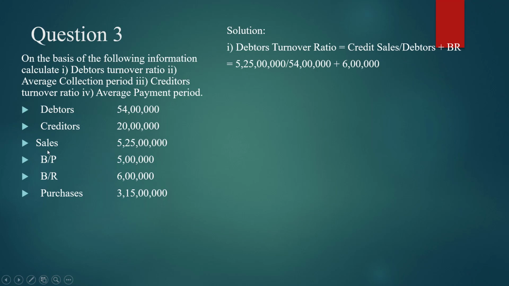Now in this question we don't have any opening debtors or closing debtors, or opening bills receivable and closing bills receivable, right? We only have debtors and bills receivable. So in this type of question, for finding the debtors turnover ratio, you can directly add the debtors with the bills receivable if no opening and closing balances are given. Okay, so debtors plus bills receivable, that is 54 lakhs plus 6 lakhs. So we're getting the value as 8.75 times.